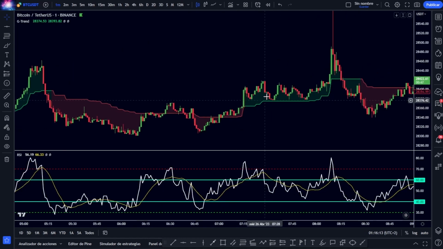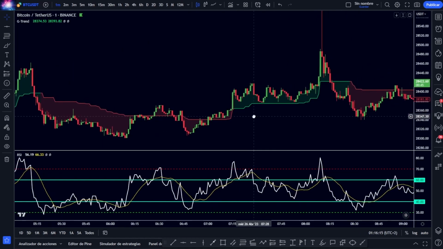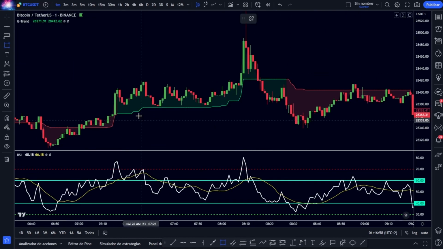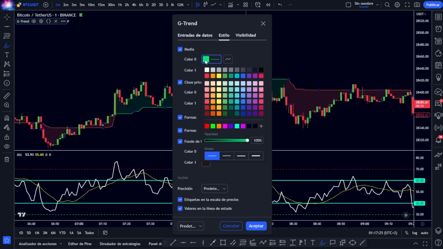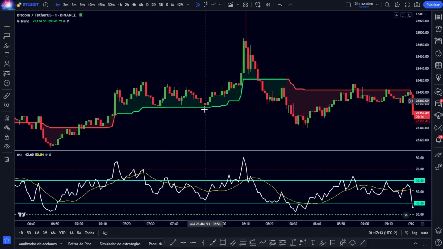In the case that we are looking for long entries, in long, what we are going to look for is that first the G trend is positive, that is to say green, which would tell us that we are in an uptrend, and then we will wait for this type of pullbacks to the bottom or to this green average. In fact, we could even put it a little thicker, so that it helps us when we are looking for those entries.